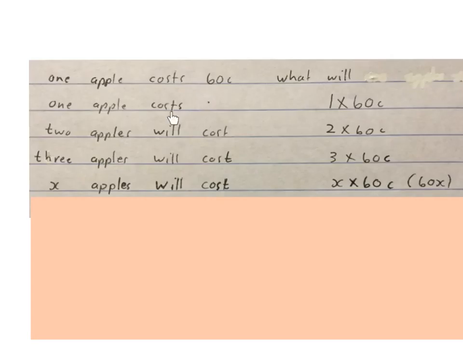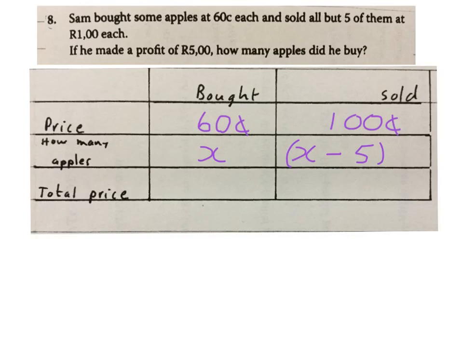You see the 60x, and a lot of people can't see where it comes from, but it comes from 1 apple is 1 times 60 cents, 2 apples 2 times 60 cents, 3 apples 3 times 60 cents, and x apples x times 60 cents. This is totally just an add-in to see if you can pick this up. So back to the original question.